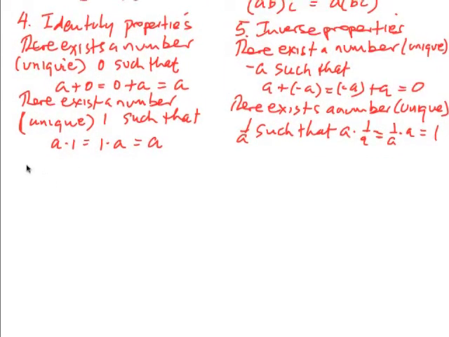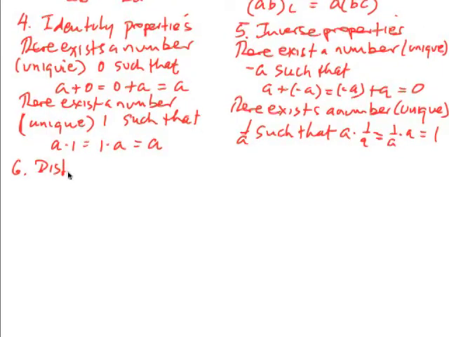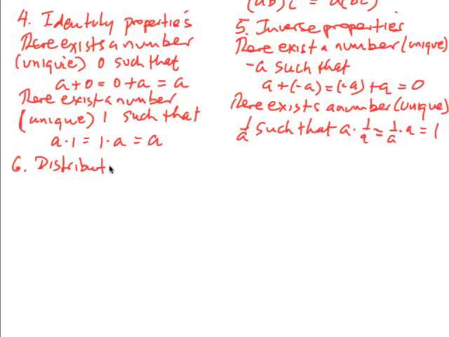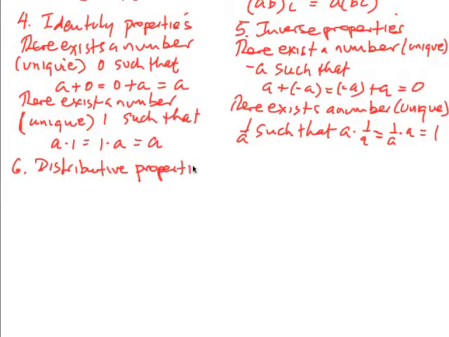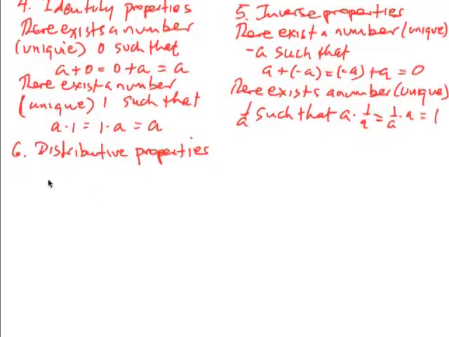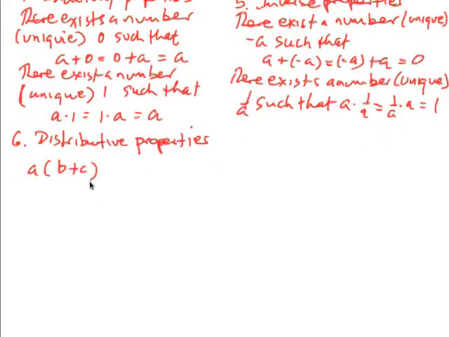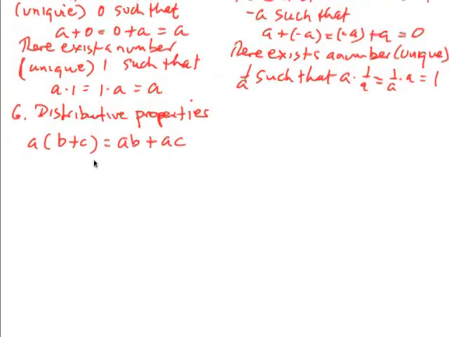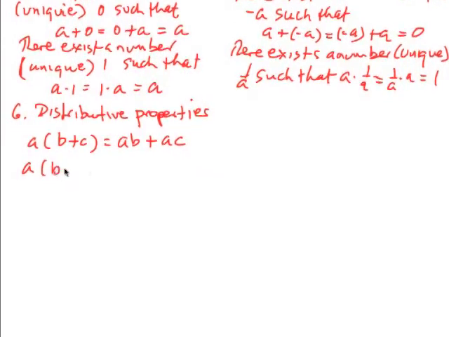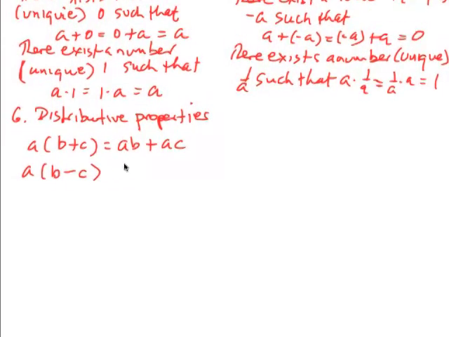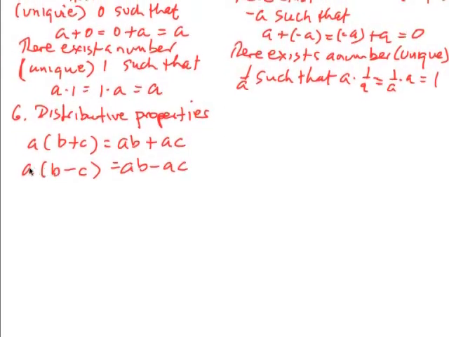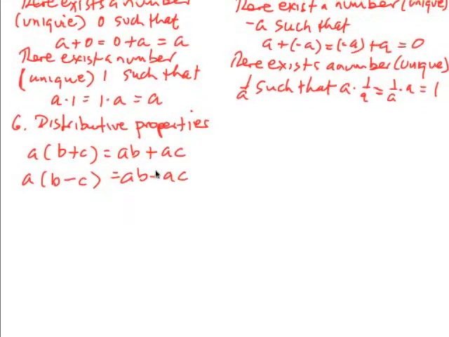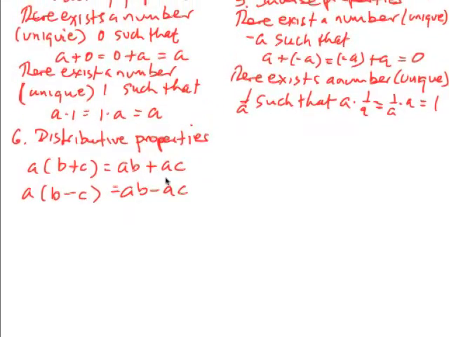And then we finally have what's called the distributive properties, where we combine the two operations together, addition and multiplication. And we have that A by B plus C is equal to AB plus AC. And of course we have A by B minus C is the same as AB minus AC. What we're doing is distributing the A with the B and the A with the C in both cases, and we just have a plus or minus correspondingly.